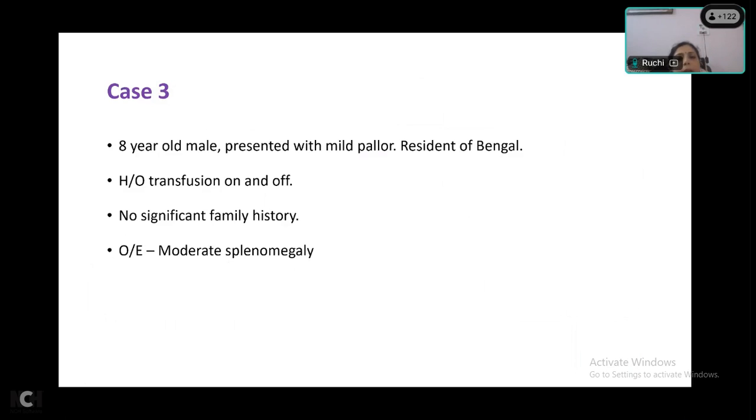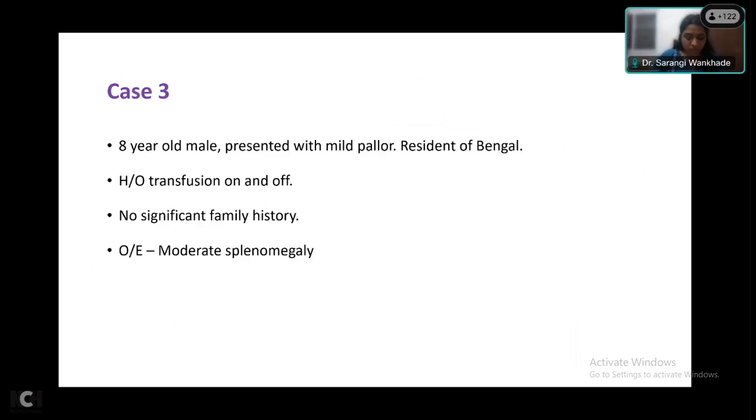So with that background, if we go to case 3, we have an 8-year-old male who presented with mild pallor, resident of Bengal, history of transfusion on and off, no significant other family history, and then there is moderate splenomegaly. So Sarangi, can you tell me what would you like to think about it if I say that we have to suspect a hemoglobinopathy?